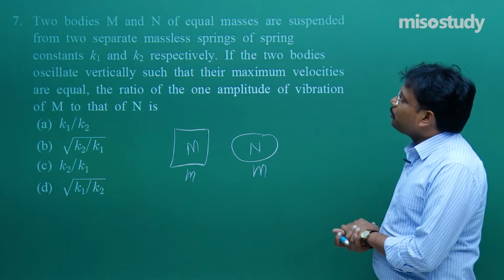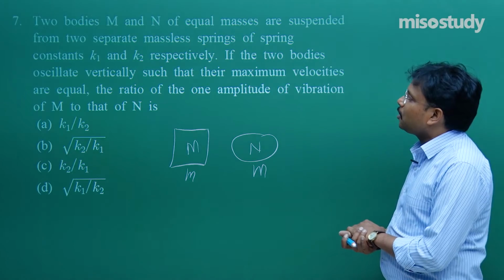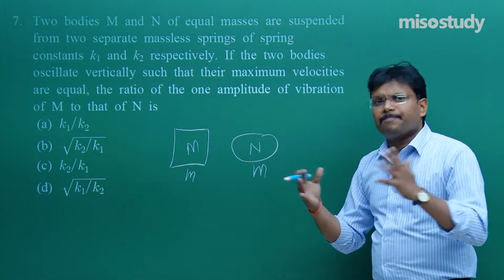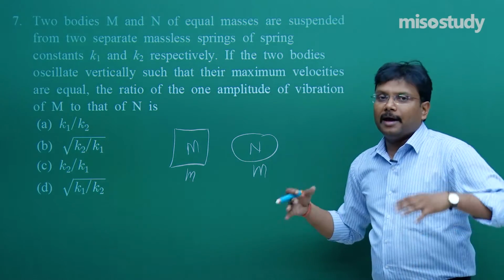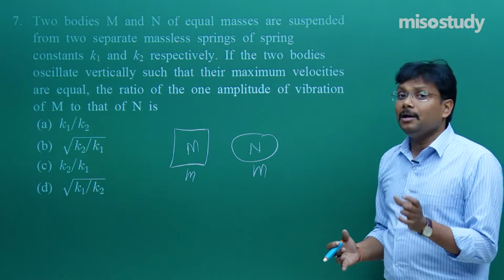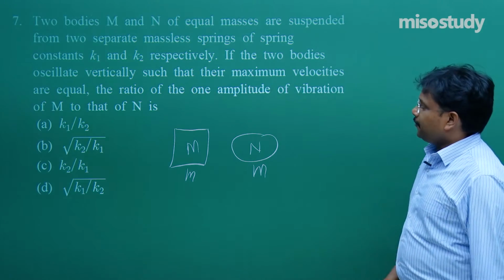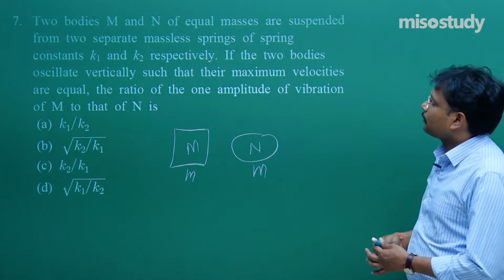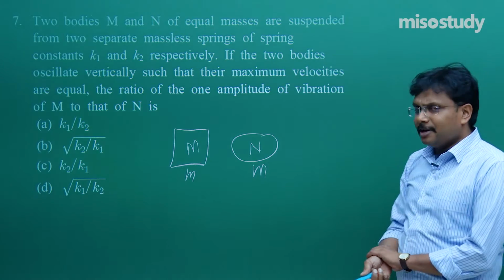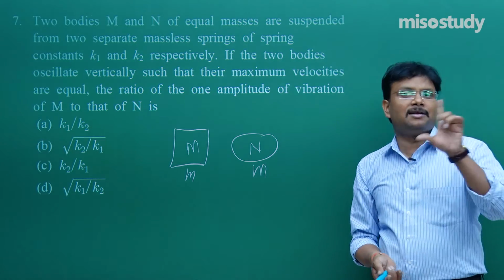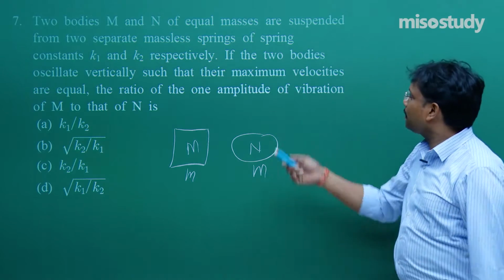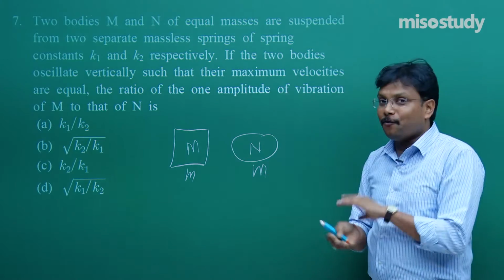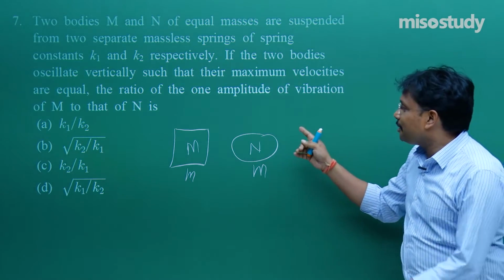Masses are suspended from two separate massless springs of spring constant K1 and K2. So there are two springs, K1 and K2. With K1, let's say M is attached, and with K2, body N is attached. If the two bodies oscillate vertically this way, such that their maximum velocities are equal, maximum velocity in oscillation being A omega, then the ratio of the amplitude of one body to the vibration of the second body.